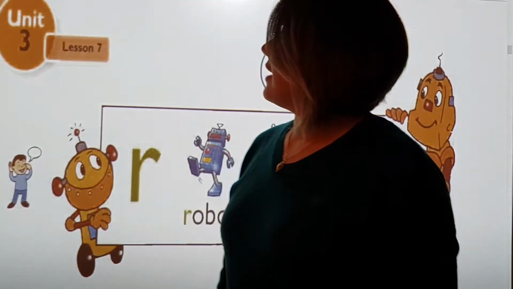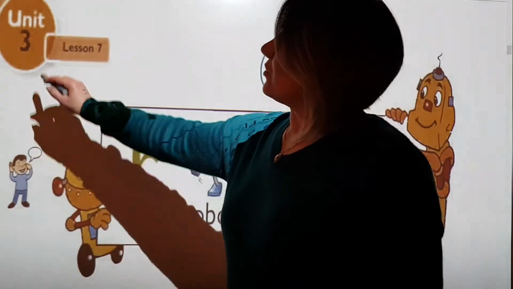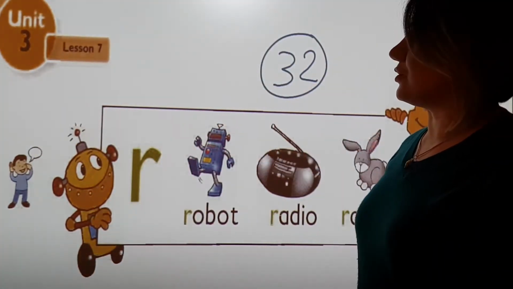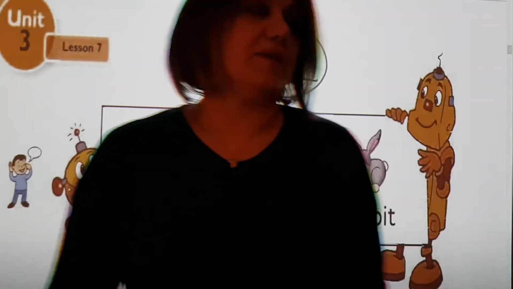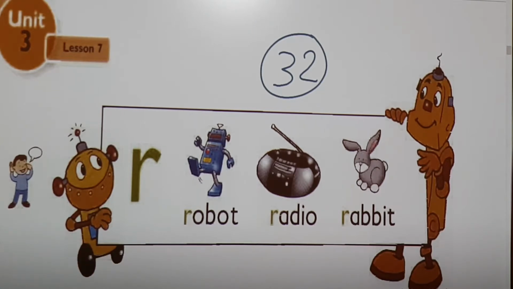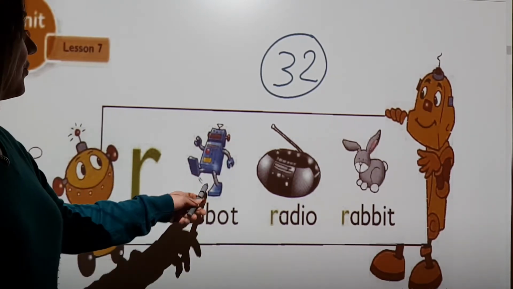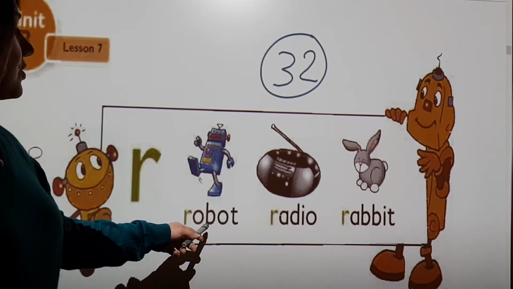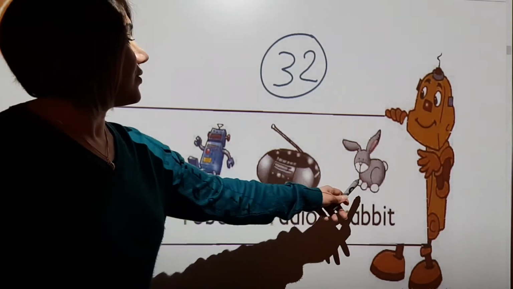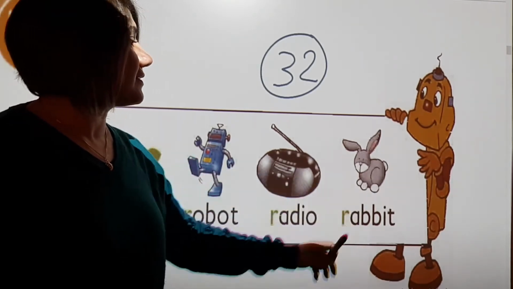Today we have a new lesson. Today we have unit 3, lesson 7, on page 32. We have the letter R. R. R. Red. Red. Robot. Robot. Radio. Radio. Rabbit. Rabbit.